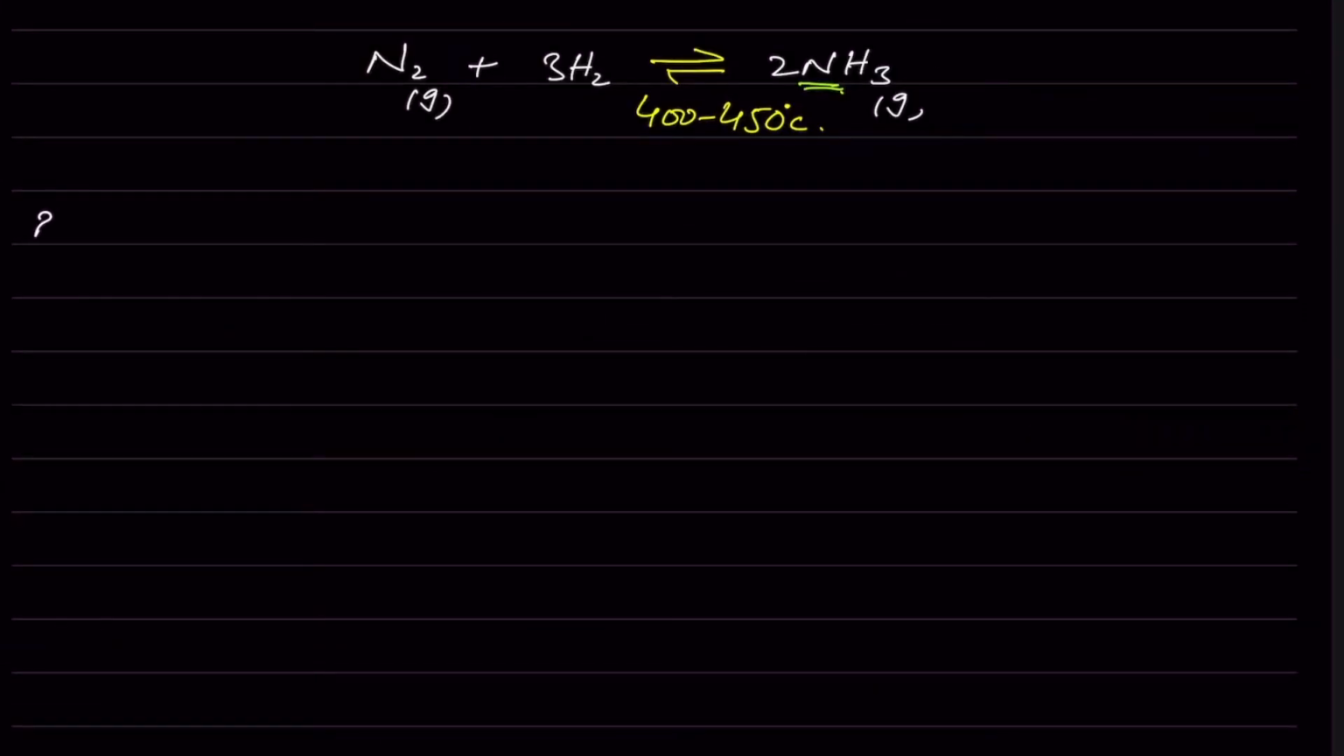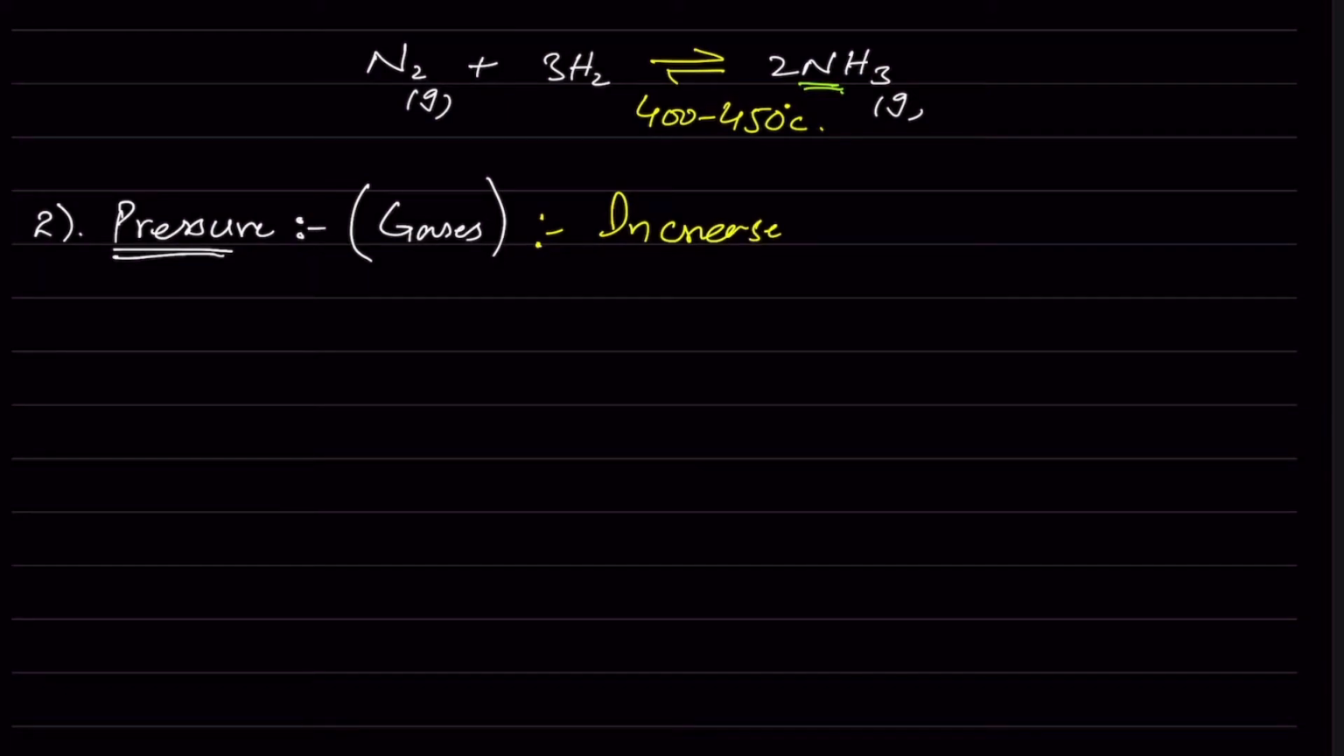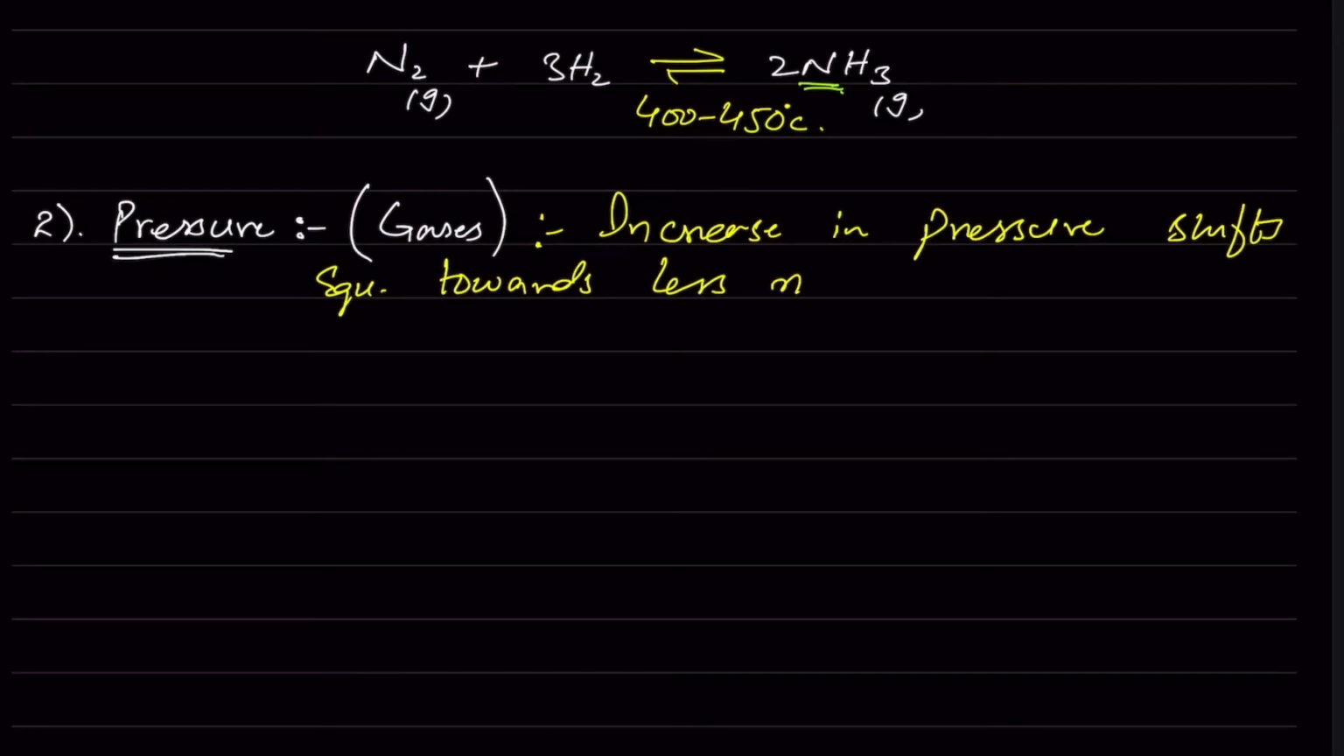Now, the second factor is pressure. How can pressure affect the position of equilibrium? This pressure is only applicable for gases. Pressure cannot affect the position of equilibrium for liquids or even solids. An increase in pressure on an equilibrium mixture shifts equilibrium towards the side with fewer moles.